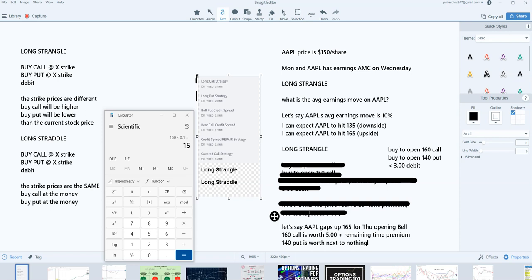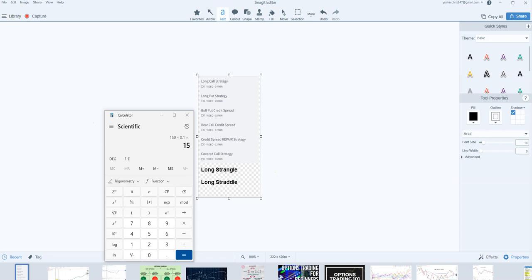I want price to go up or down. I don't care what direction. I'm playing it neutrally, but as long as it goes up or goes down and goes through my levels, I have the chance for the long call or the long put to be profitable. Okay? All right, now this should make sense.